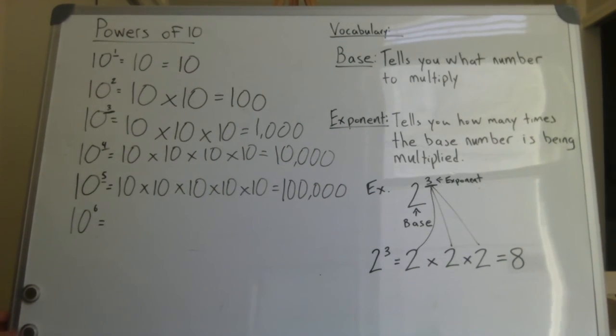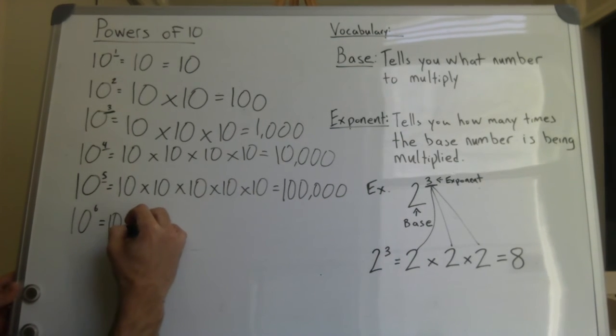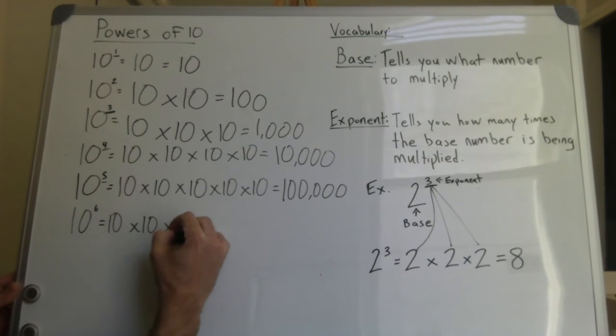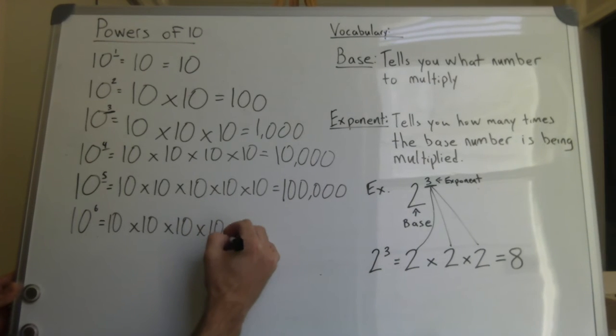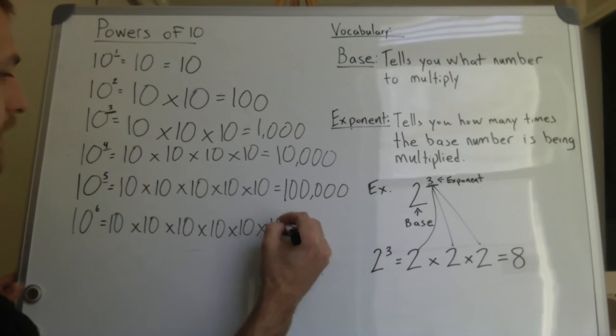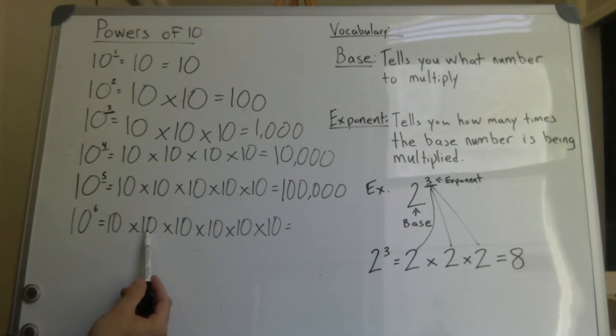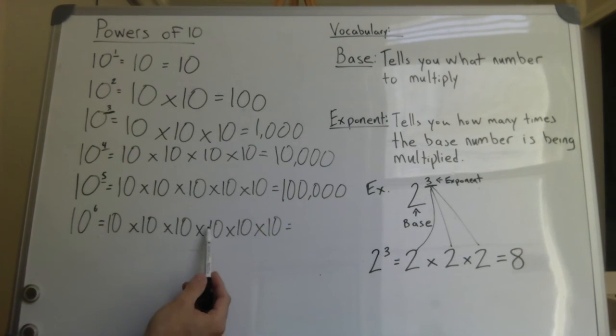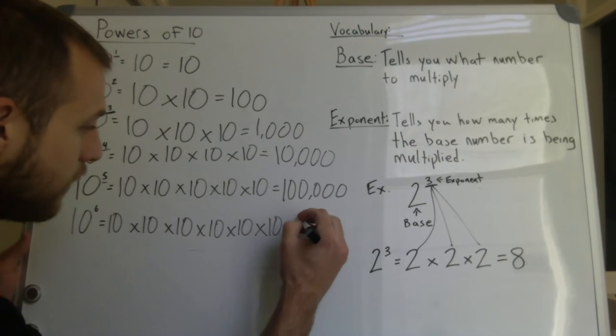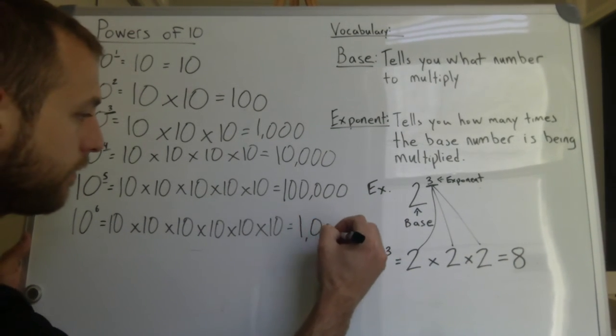And 10 to the sixth power is 10 6 times. So 1, 2, 3, 4, 5, 6. 10 times 10 is 100, times 10 is 1,000, times 10 is 10,000, times 10 is 100,000, times 10 is 1 million.